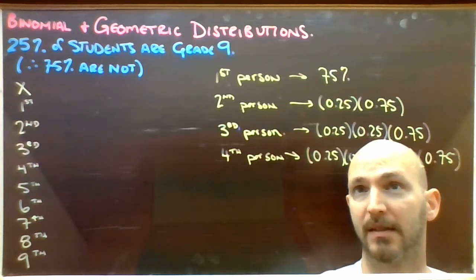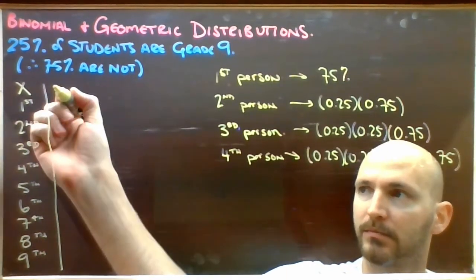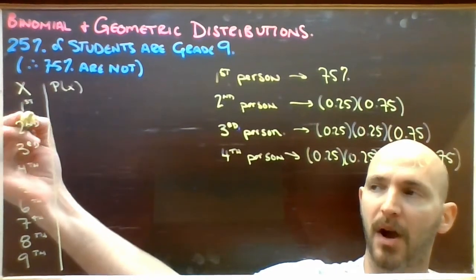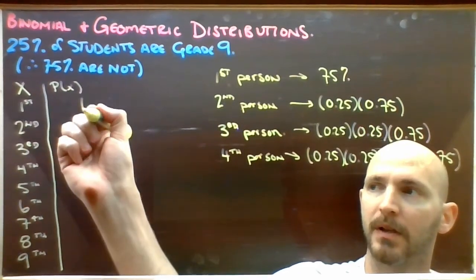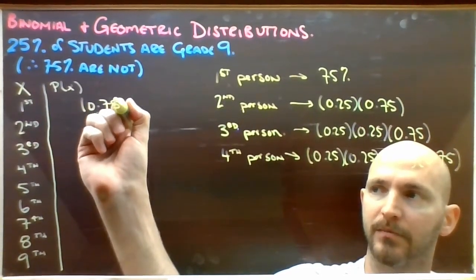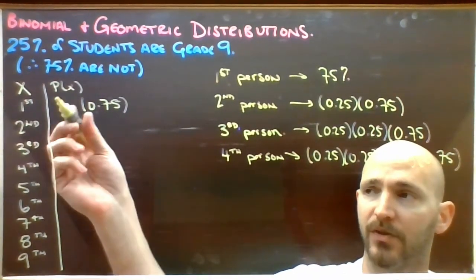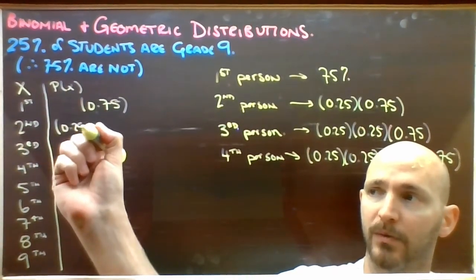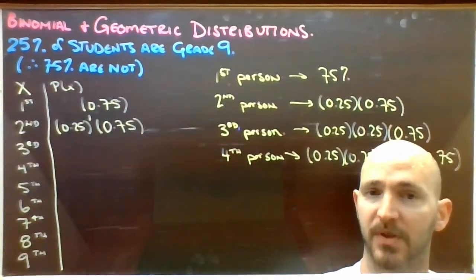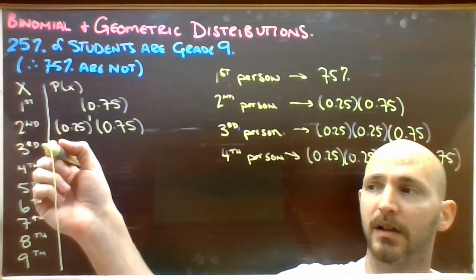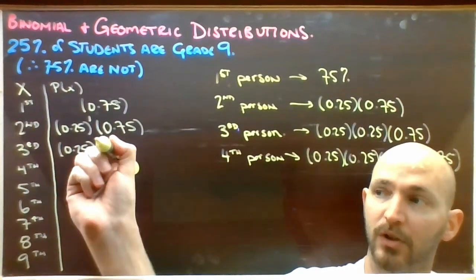So if I were to put these numbers here into this chart, the probability of finding that not grade 9 on the first go is 0.75. The probability of finding a not grade 9 on the second try means I had to have found 1 grade 9 before I found the type of person I was hunting for. If I find that person on the third try, it means I must have stumbled across 2 grade 9s.